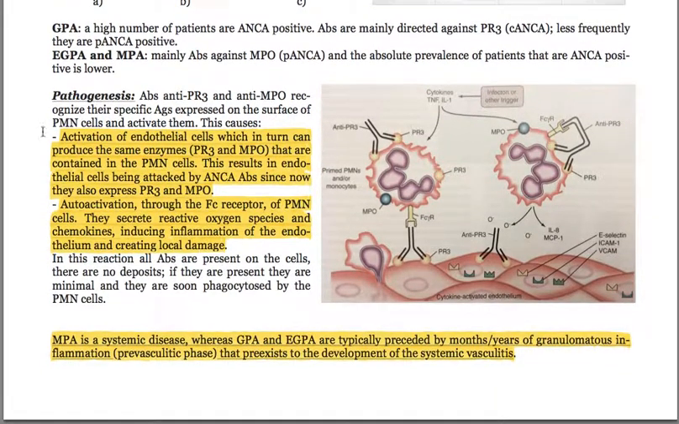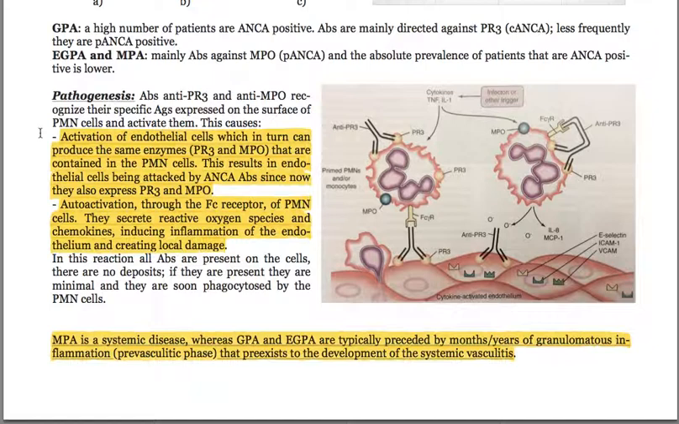So, pathogenesis. Antibodies anti-PR3 and anti-MPO recognize their specific antigens expressed on the surface of polymorphonuclear cells and activate them. This causes activation of endothelial cells, which in turn can produce the same enzymes, PR3 and MPO, that are contained in the polymorphonuclear cells. This results in endothelial cells being attacked by ANCA antibodies, since now they also express PR3 and MPO. Autoactivation through the Fc receptor of polymorphonuclear cells.